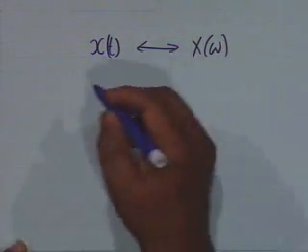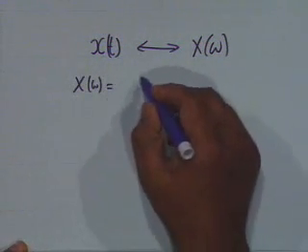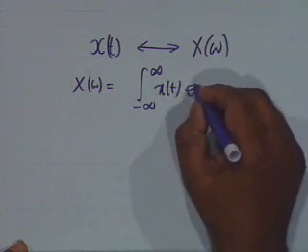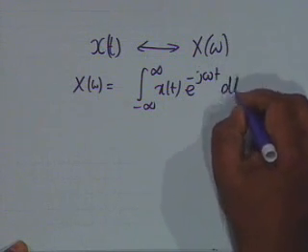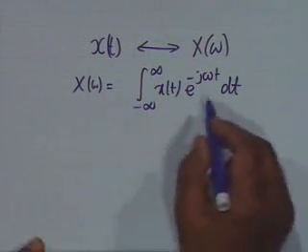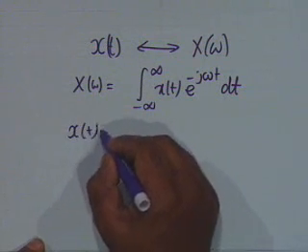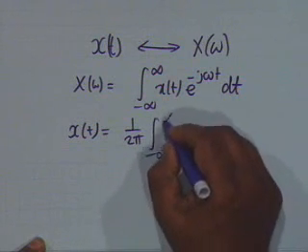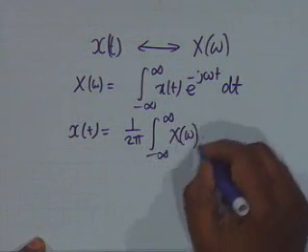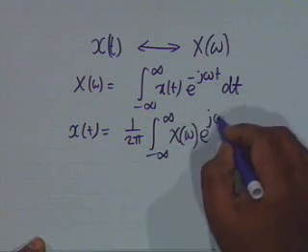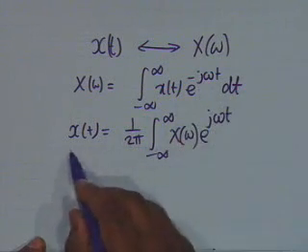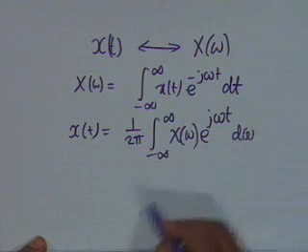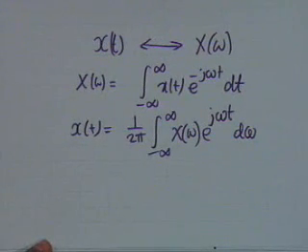where capital X of omega is equal to the integral from minus infinity to infinity of the function x of t e raised to the minus j omega t, integrated with respect to t, and its inverse x of t is given by 1 over 2 pi, there is a scaling factor, integral from minus infinity to infinity of capital X of omega e to the power j omega t. This is minus here, and in the inverse transformation it is positive. The integration is with respect to omega, because we want to find a function of time.